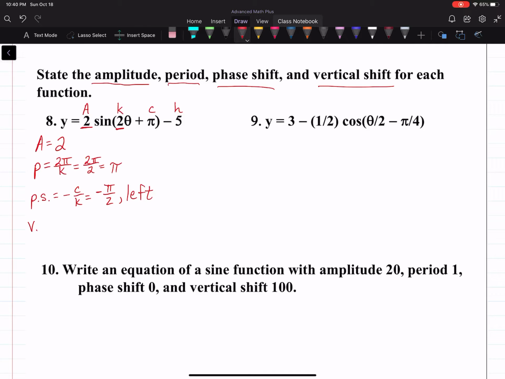And finally, for your vertical shift, it's also very simple. It's just what h is. So it is negative 5. And since that's negative, it is going down. And that's all there is to it.